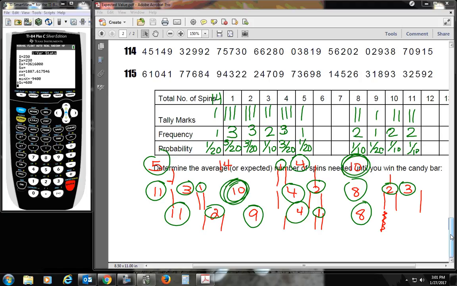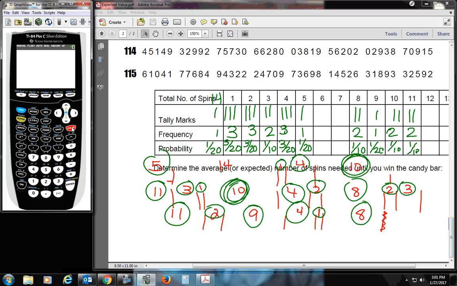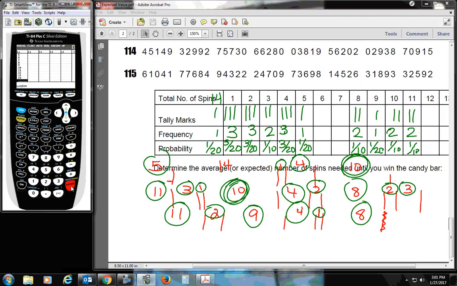So determine the average or expected number of spins needed until you win the candy bar. So I would go over here on Stat Edit, and the possibilities were 1 through 14. So I'm just going to put them all in. Did that kind of quick, so hopefully I got them all. Kind of nervous, but we'll see. 1, 2, 3, 4, 5, 6, 7, 8, 9, 10, 11. At least what's on my screen looks good.